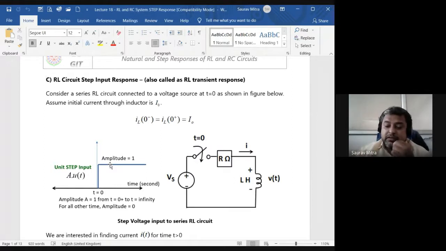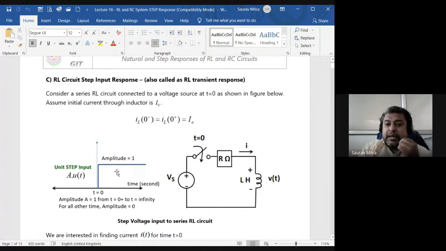Don't say it is 1 volt or something, but think of it as a state 1. As soon as I'm switching the fan on, I'm giving 230 volt to the fan. So that is state 1, and as long as the fan is running, how much is the input connected to the fan? It is 230 volt.